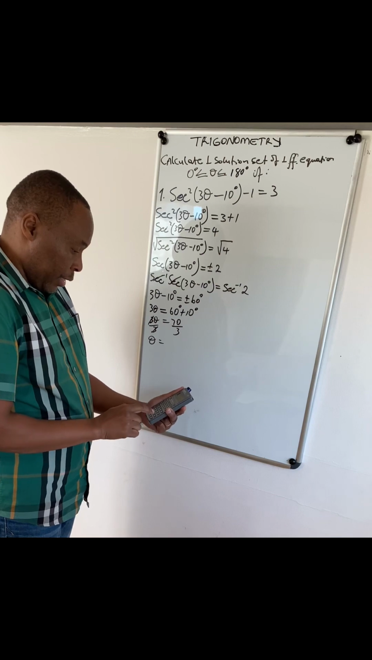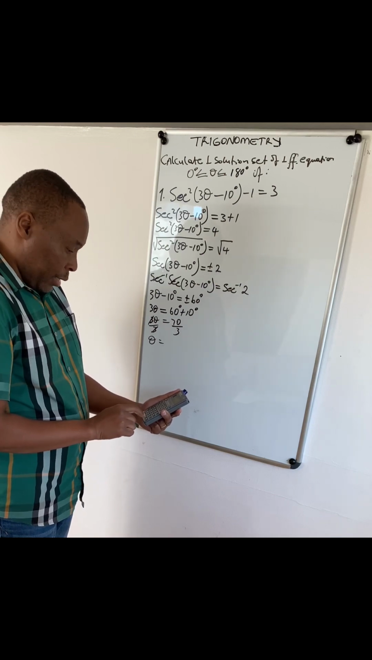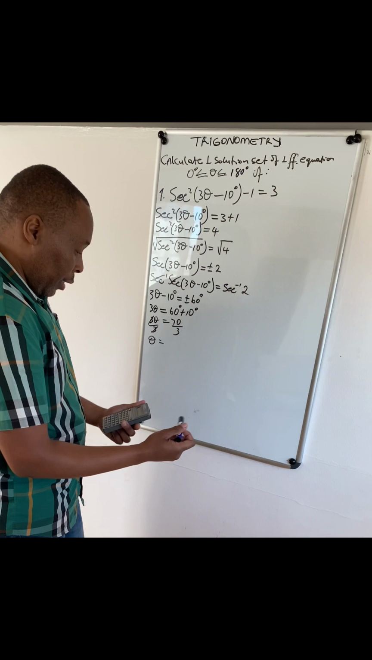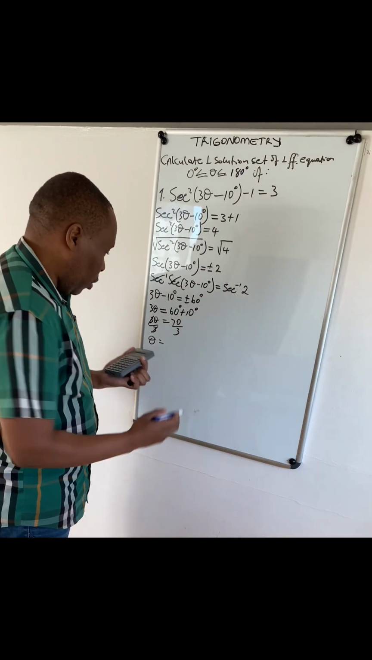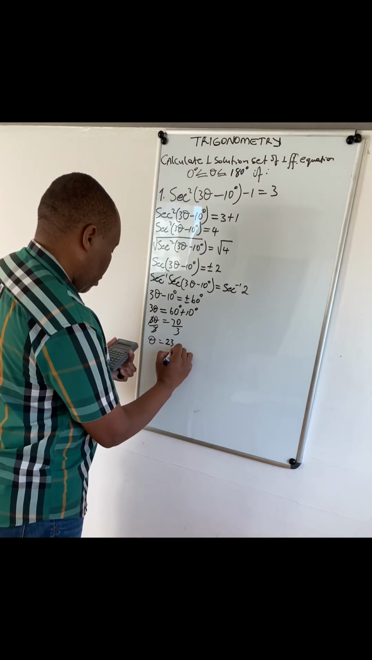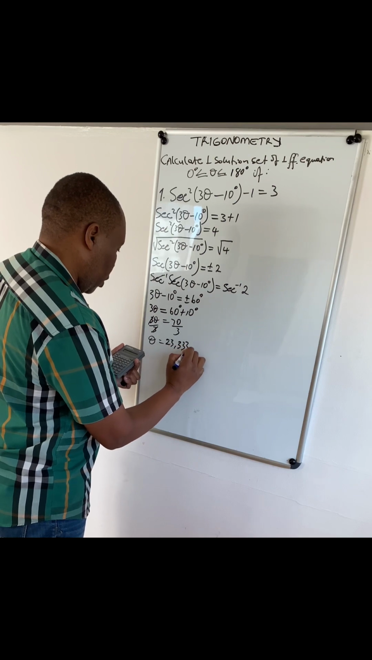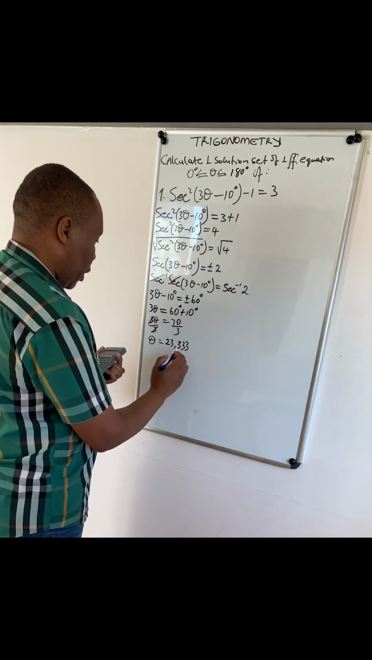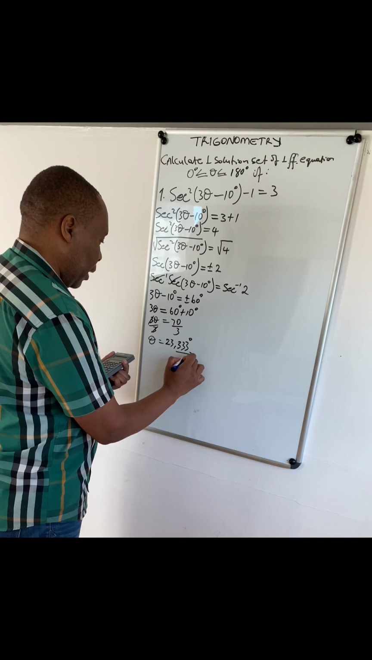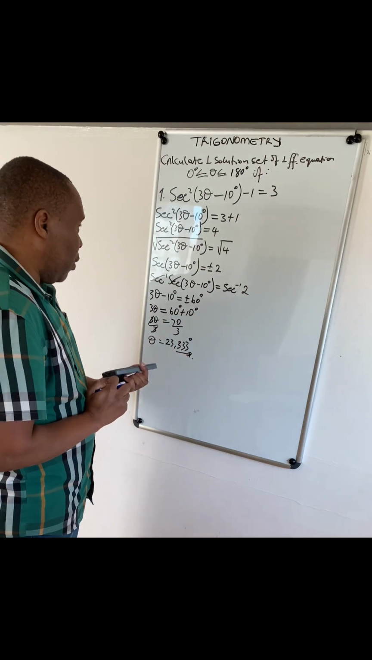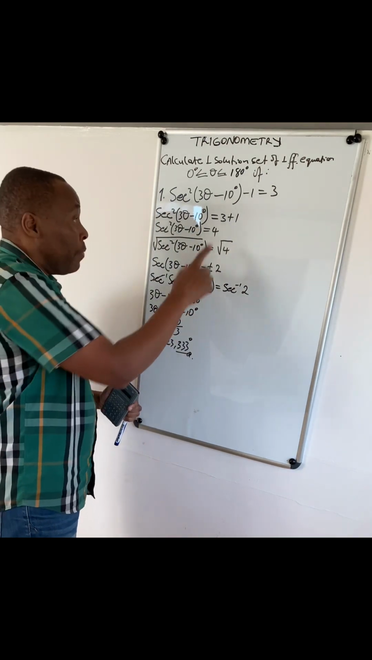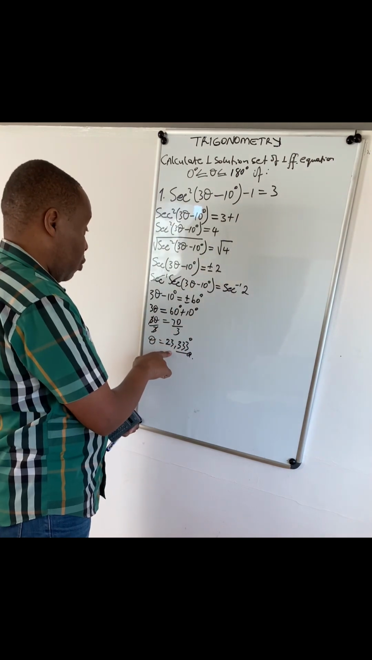It's 70 divided by 3, it's 23.333. I'll give it to 3 decimal places, it's in degrees. This is what we have. This is the first quadrant, guys. This is the first quadrant. This is what we get.